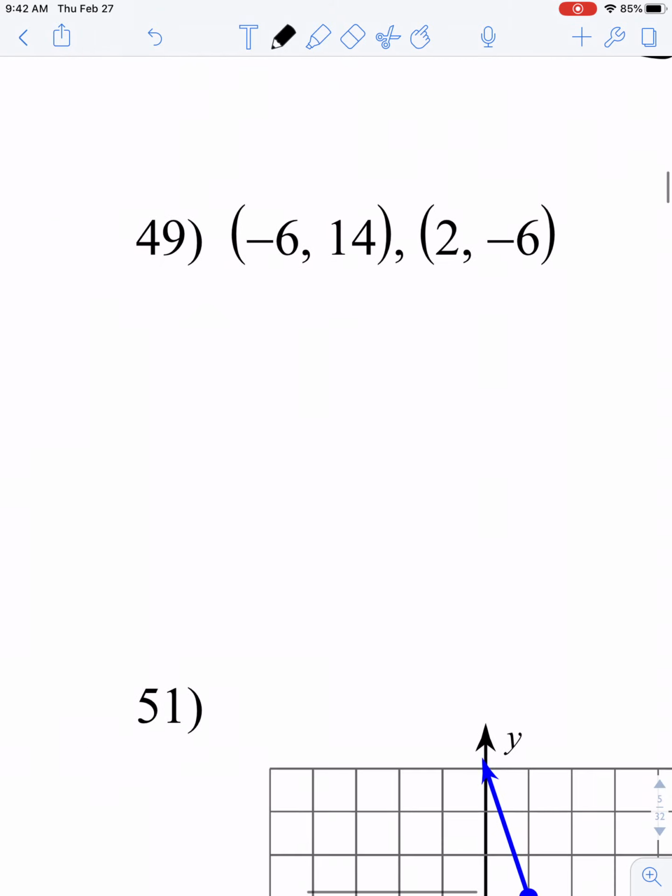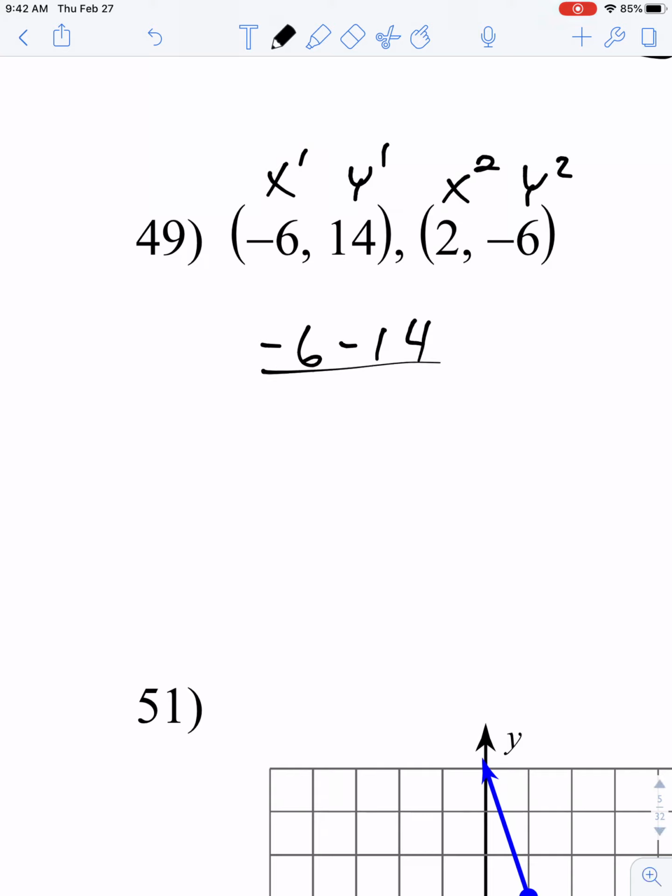Looking at number 49, we're going to start the same way. x1, y1, x2, y2. And so then we have y2, negative 6, minus 14, over 2 minus negative 6. And so that's going to equal, again, I'm going to turn this into a plus negative. Negative 6 plus negative 14 is negative 20. We're going to change that to a plus positive. 2 plus 6 is 8.